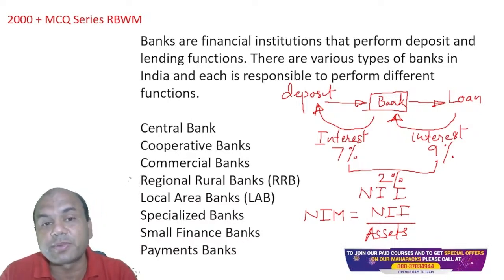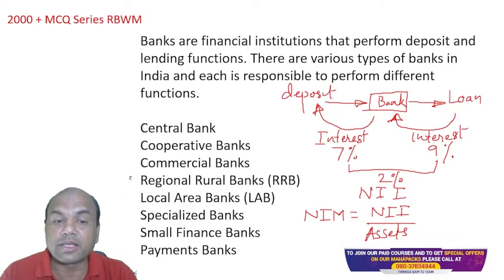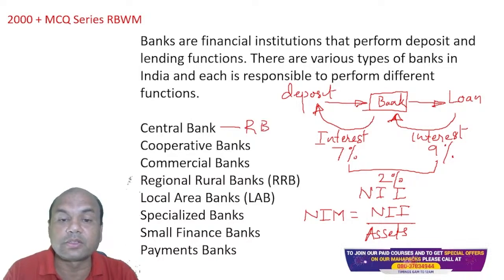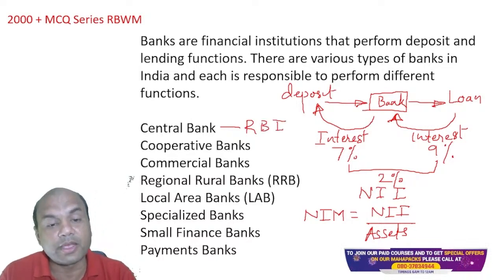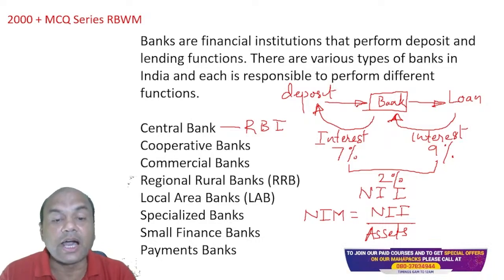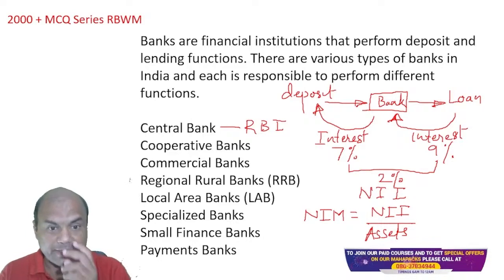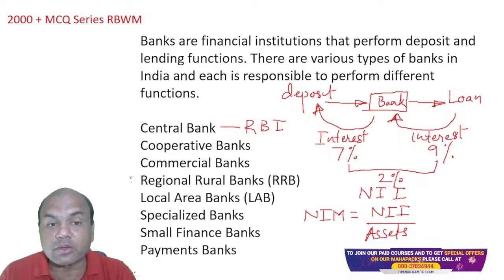So what are the various banks in India? One is the central bank. Central bank means RBI over here. It's not Central Bank of India, it is RBI. Second, cooperative banks, commercial banks, RRBs, local area banks, specialized banks, small finance banks, and payment banks. Now, how many are these? 3 plus 3, 6 plus 2, 8 types of banks.